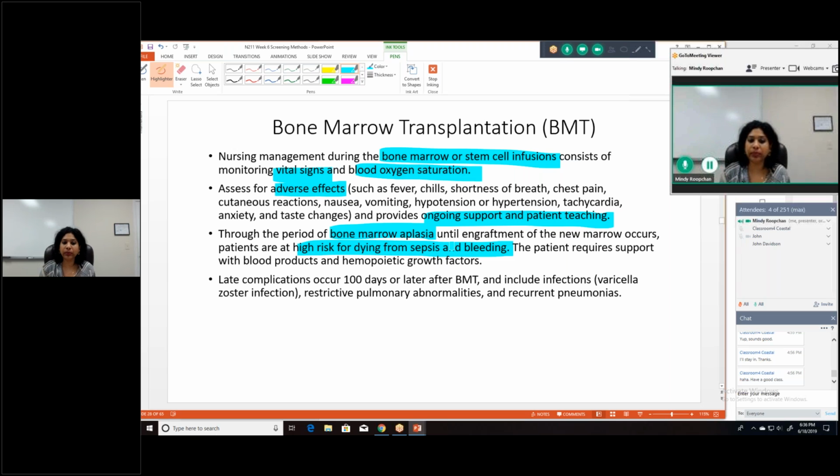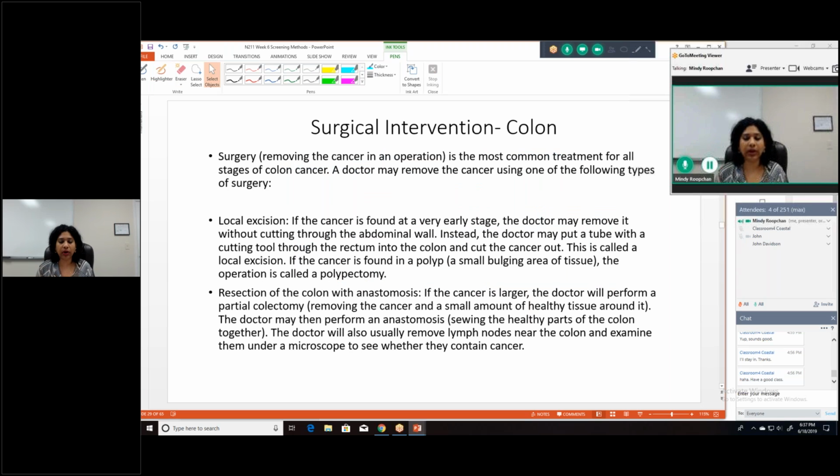They require support with blood products and hemopoietic growth factors. Late complications might occur 100 days later or afterwards: infections, pulmonary abnormalities, recurrent pneumonias. We always educate our patients about what could happen, what to look for, and when they should come back for follow-up.